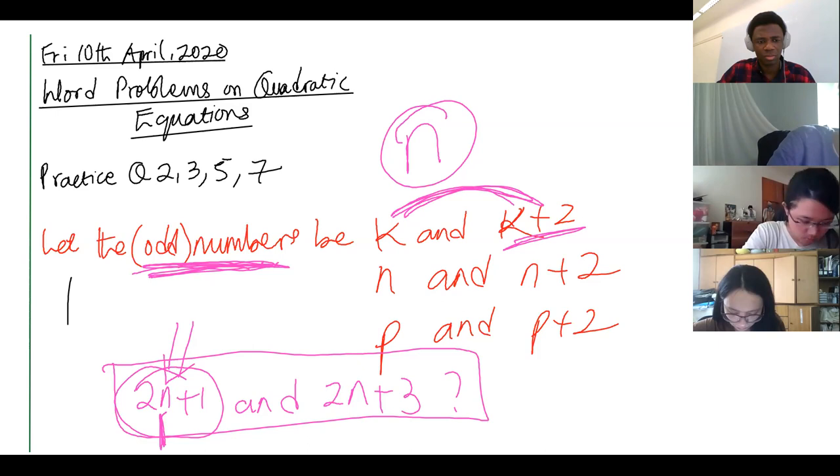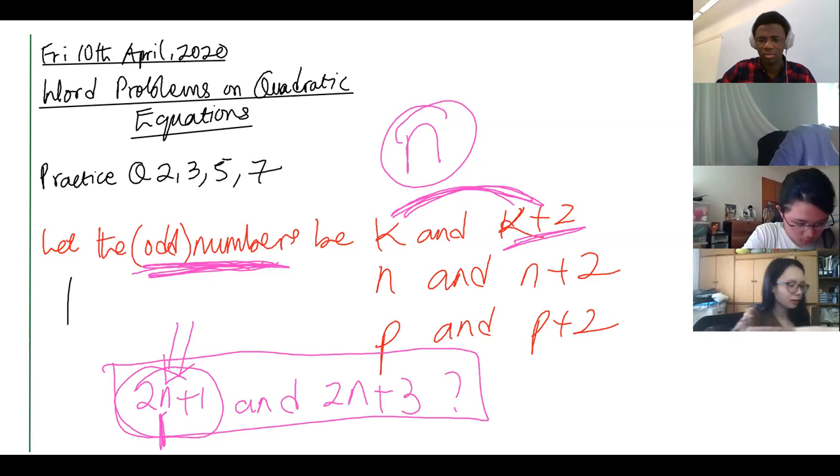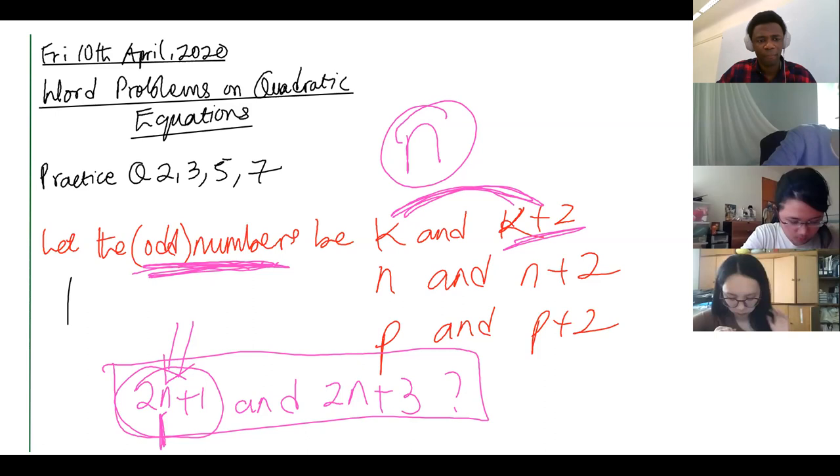So I'm sending the example and question 10 together. Question 10 is below the example, please take note of that. And let's send. Eleven to 13 together. Let's send 14 and 15 together.